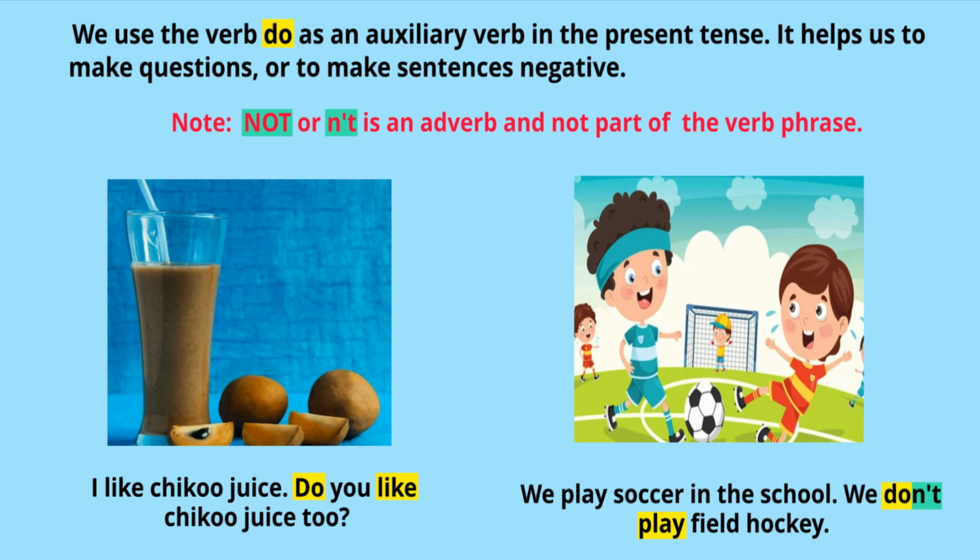But in the second image, what do you see? You see kids playing soccer. We play soccer in the school. We don't play field hockey. Here, there is the word don't. So, don't will not be an auxiliary verb. Do is an auxiliary verb and not is an adverb. And play is the main verb in this sentence.